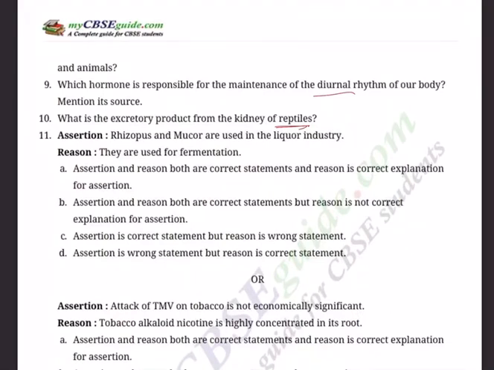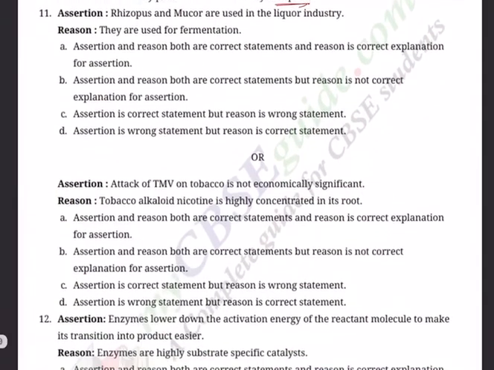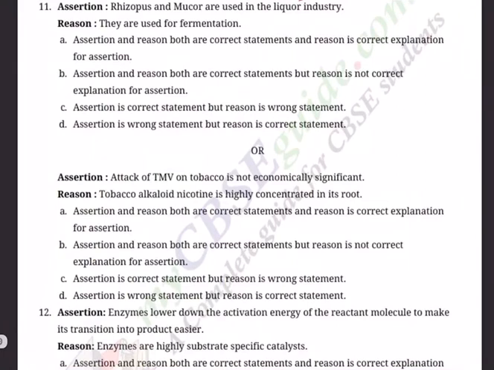Question number 11. Assertion. Rhizopus and mucor are used in the liquor industry. Reason. They are used for fermentation. A. Assertion and reason both are correct statements, and reason is correct explanation for assertion. B. Assertion and reason both are correct statements, but reason is not correct explanation for assertion. C. Assertion is correct statement, but reason is wrong. D. Assertion is wrong, but reason is correct. Now there is a choice in this question.